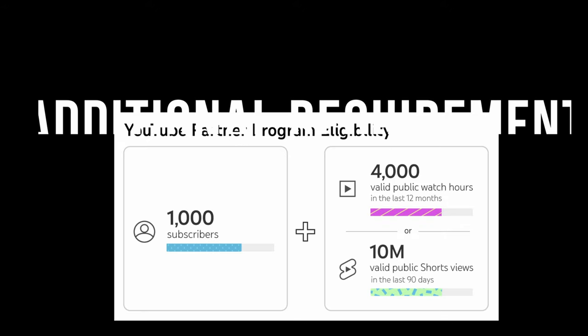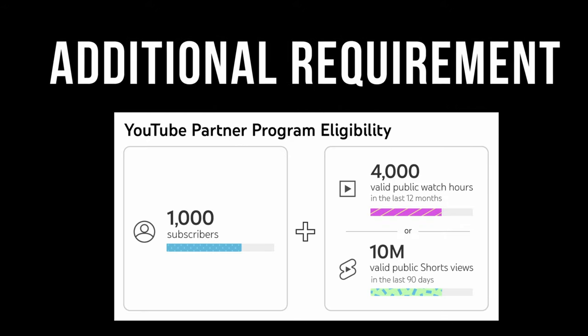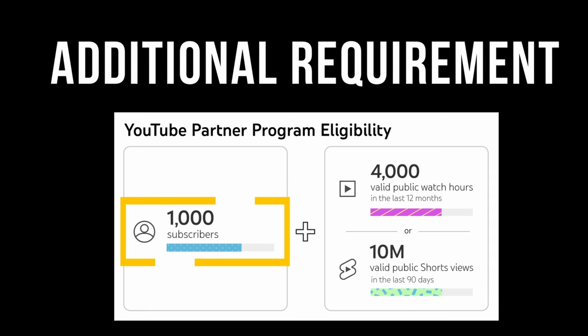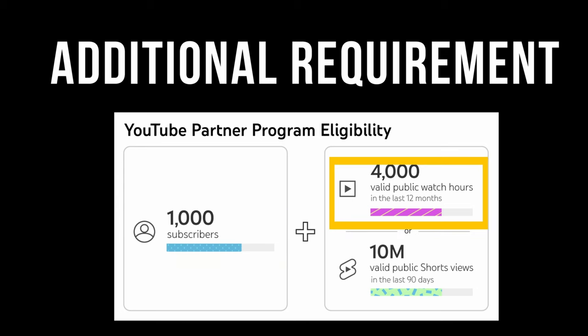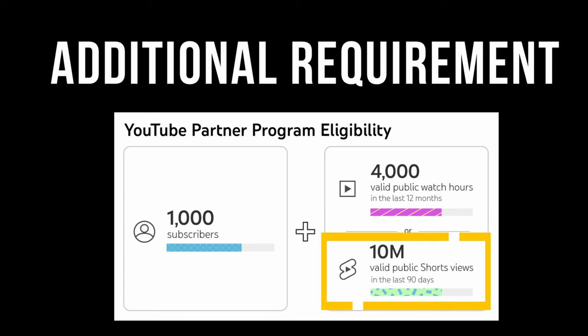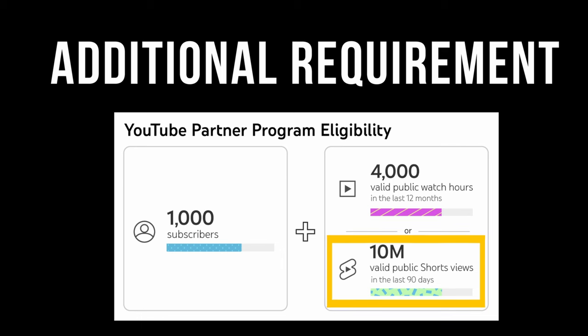But for you to have access to the YouTube Partner Program, you need to meet additional requirements. For that, you need to have 1,000 subscribers, you need to have 4,000 valid public watch hours in the last 12 months, or you need to have 10 million valid public shorts views within the last 90 days. And that way, once you meet this requirement, it unlocks this particular tier.